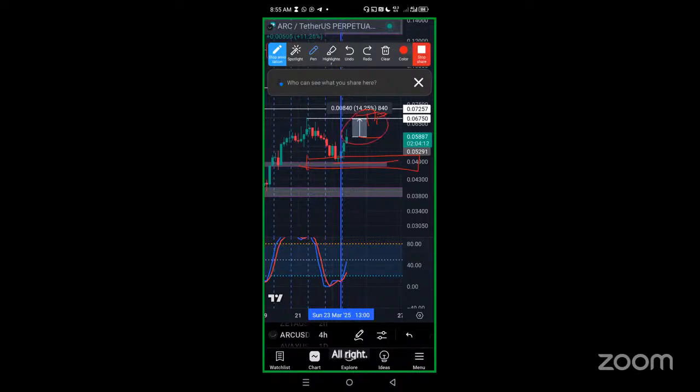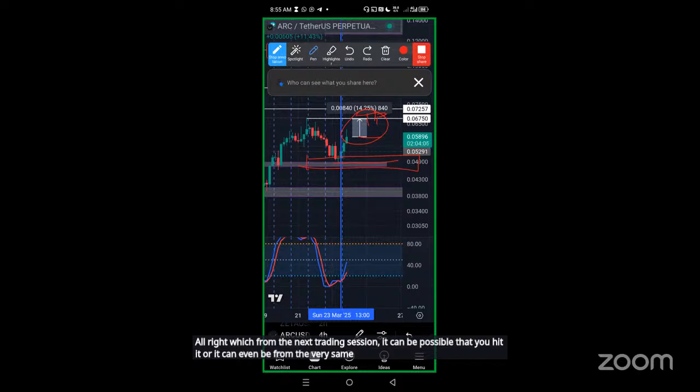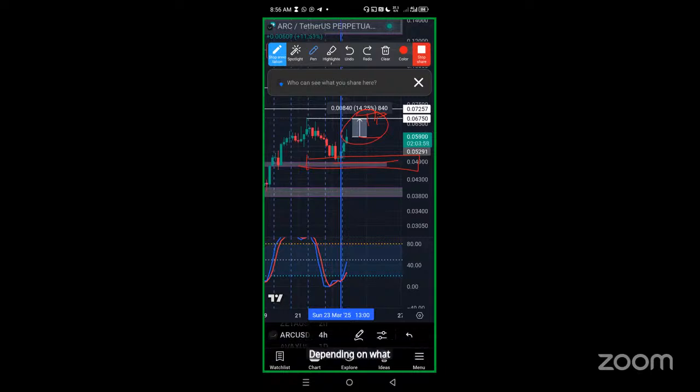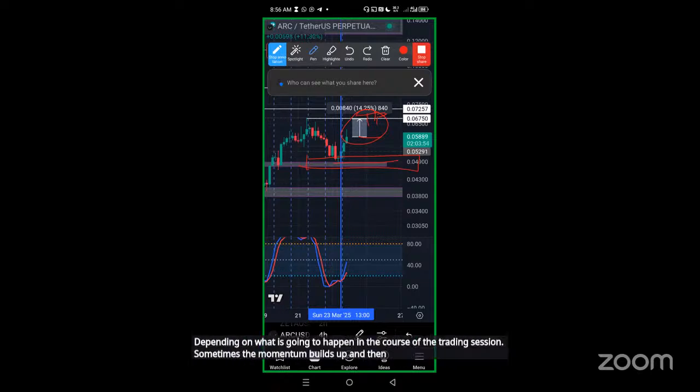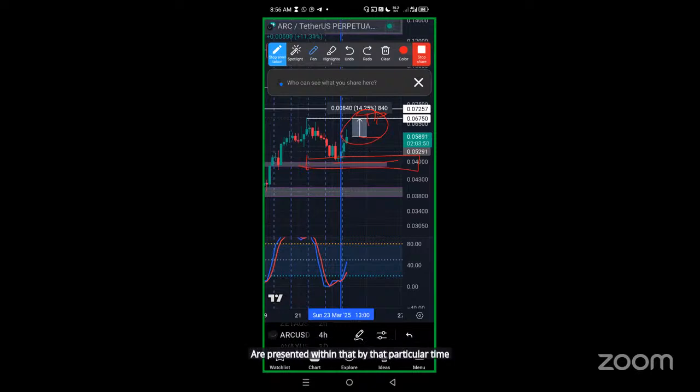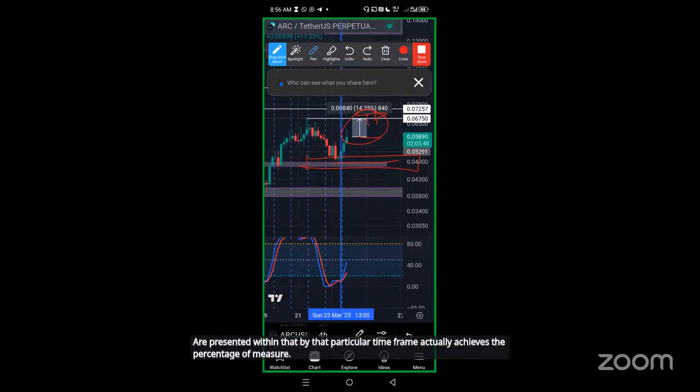Which from the next trading session, it can be possible that you hit it, or it can even be from the very same time frame, right? I mean, this very same trading session, depending on what is going to happen in the course of the trading session. Sometimes the momentum builds up, and then that very same one candle represented by that particular time frame actually achieves the percentage of measure. But you don't want to assume.